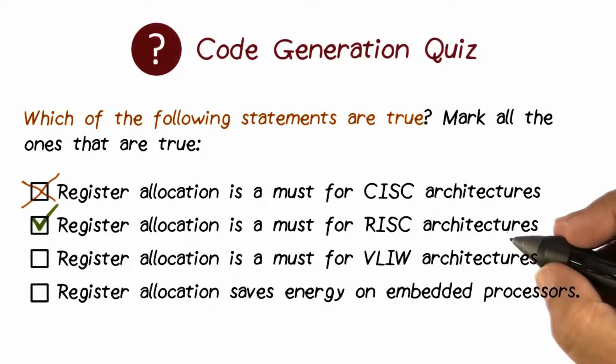Let's look at the RISC architectures. The answer is true here. The register allocation is a mandate or is a must for RISC architectures.